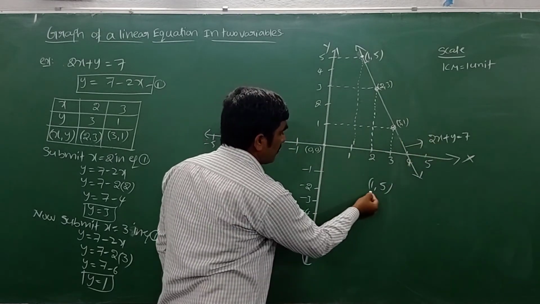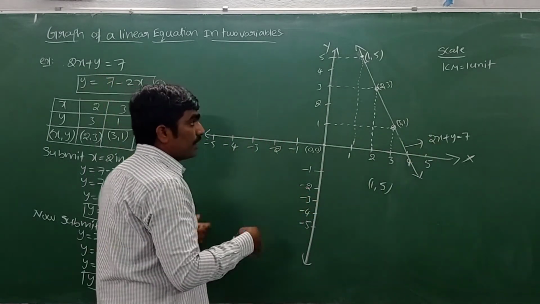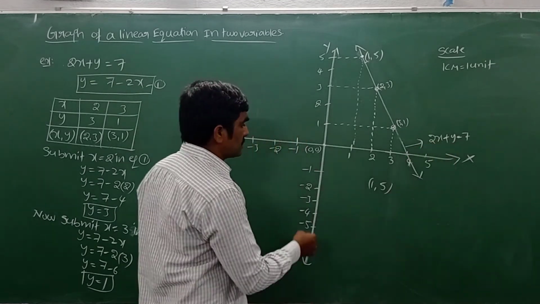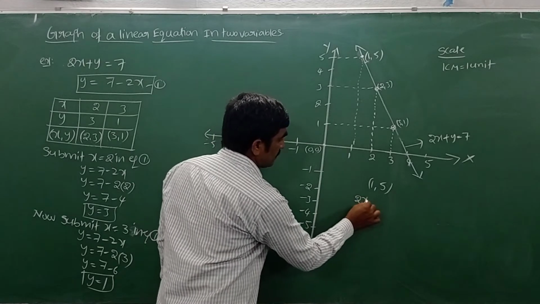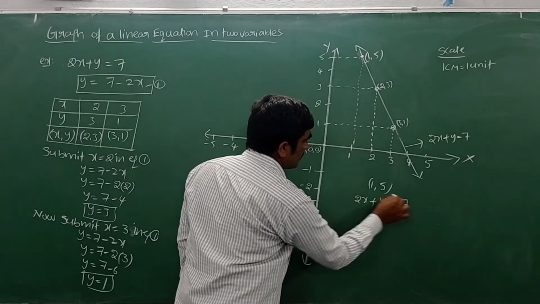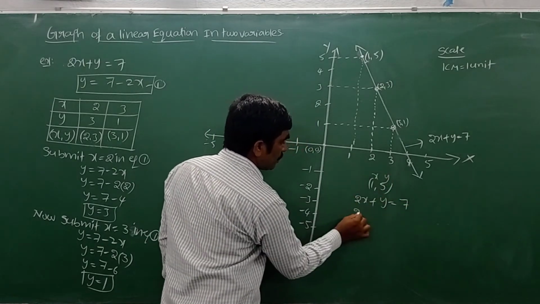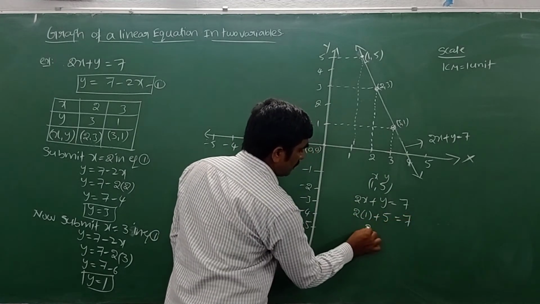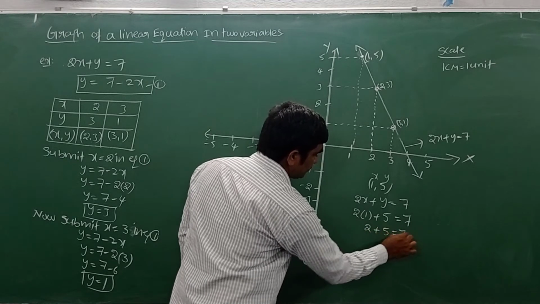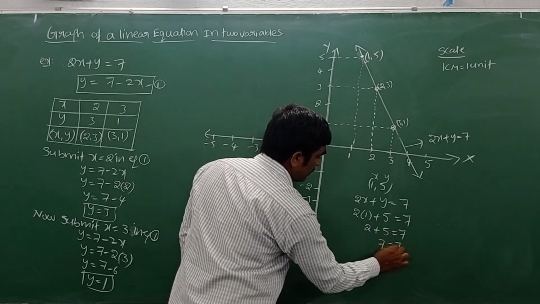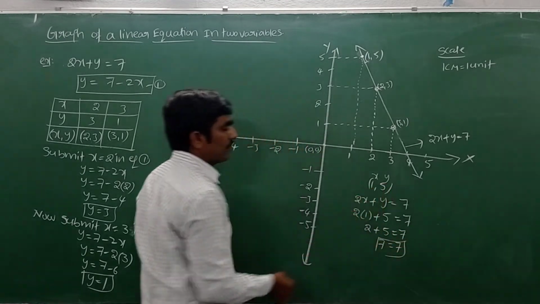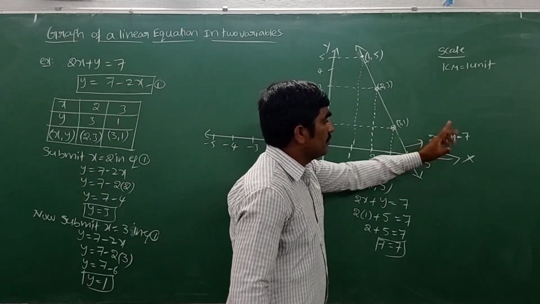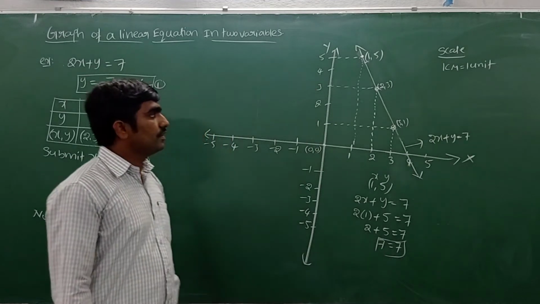Now let us check whether 1 comma 5 is a solution or not. How can I check? When I substitute this 1 comma 5 in the given equation, it must satisfy. Then only we can say that it is a solution. Let us check now. x comma y is the ordered pair. 2 times x, which is 1, plus y value 5 is equal to 7. 2 ones are 2, plus 5 is equal to 7. 2 plus 5, 7 is equal to 7. Yes, the ordered pair 1 comma 5 is a solution which satisfies this line equation 2x plus y is equal to 7.